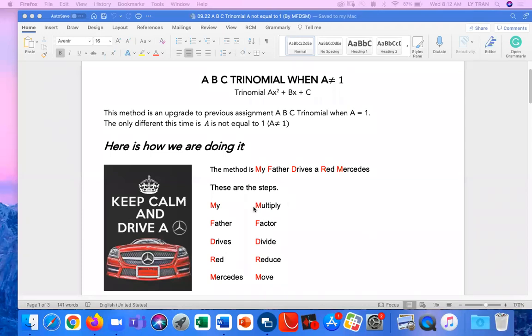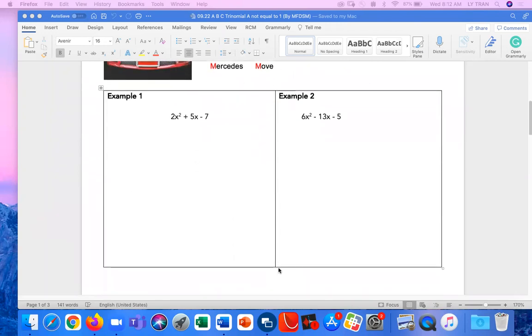The M actually stands for multiply. Oh, no more car, just math. Father is factor, drive is divide, red is reduce, and Mercedes is move. So how does that have to do with what we are about to do? I will show you two examples.